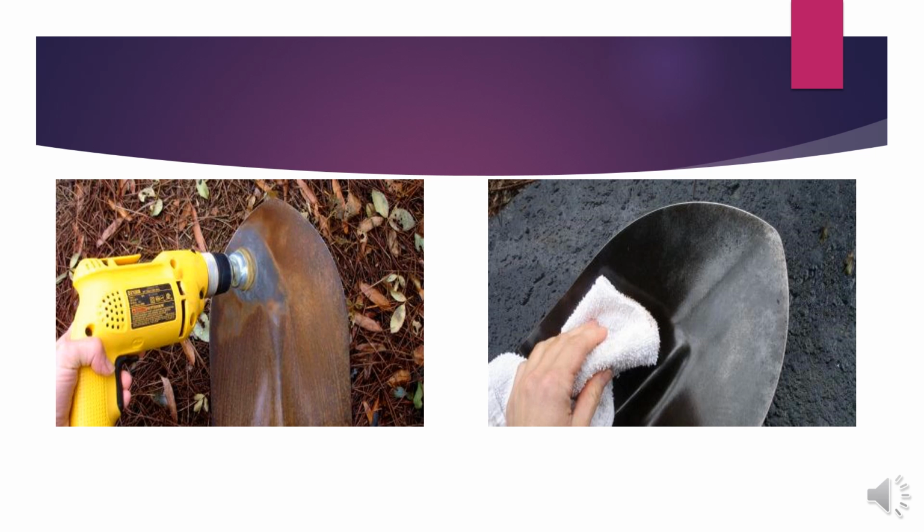And these are the diagrams of how our tools are being maintained. We can see someone using a machine to scrape off the rust on the spade, and we can see it after it has been scraped off. You can see how clean it is, as if they just bought a new one. So this is how we can maintain our tools so that they can last long and be durable.